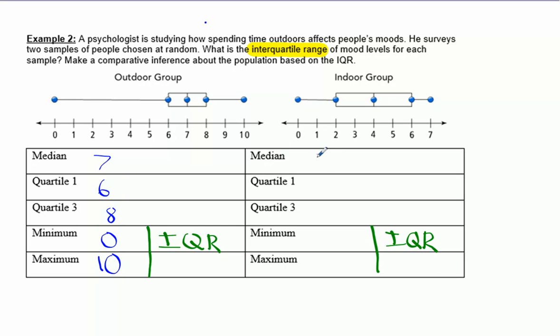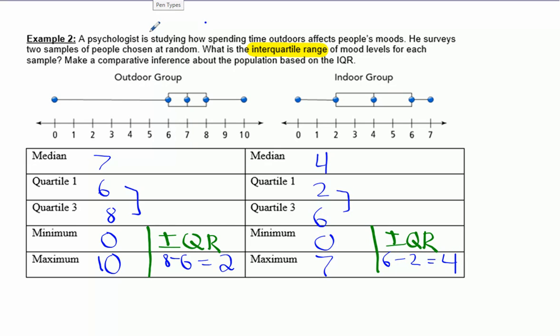Over here, median was 4. Quartiles 1 and 3. Minimum is 0. Maximum is 7. The interquartile range is the range between the quartiles. So I'm going to have to do 8 minus 6 here, which will get me 2. Here, I will have to do 6 minus 2, and that will get me 4.